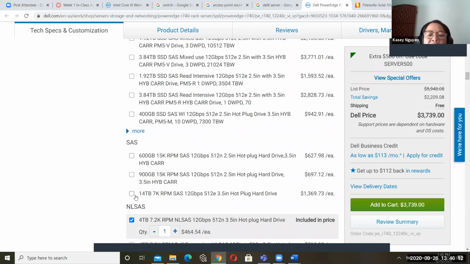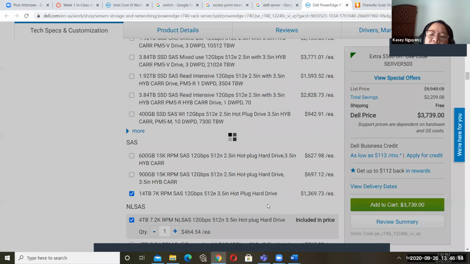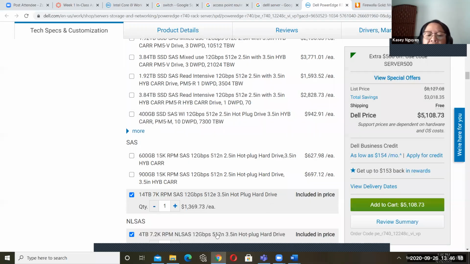So let's say that I can do a hot plug, hot swap 14 terabytes of storage alone. That adds another $1,400 on top of my machine. So already we're at above 5,000. Okay, so just to give you an idea of how expensive the type of hardware that goes into a server is.